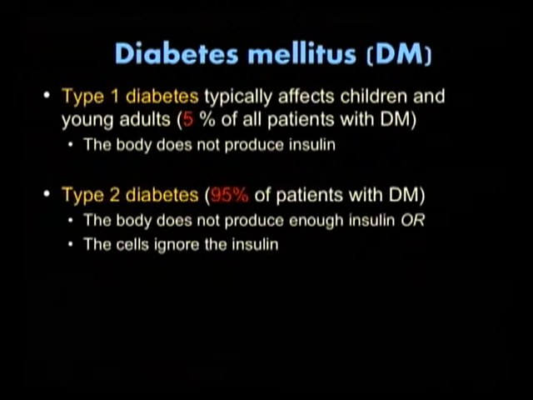There are two types of diabetes. Type 1 diabetes typically affects children and young adults. It accounts for only about 5% of all patients with diabetes. Basically, in this condition, the body does not produce enough insulin. Type 2 diabetes is far more common. About 95% of patients with diabetes have this form, and it's caused by two main phenomena. The body does not produce enough insulin, or the cells in the body ignore the insulin. This is known as insulin resistance.